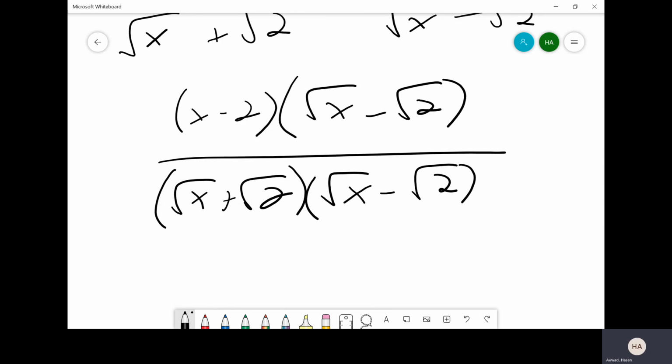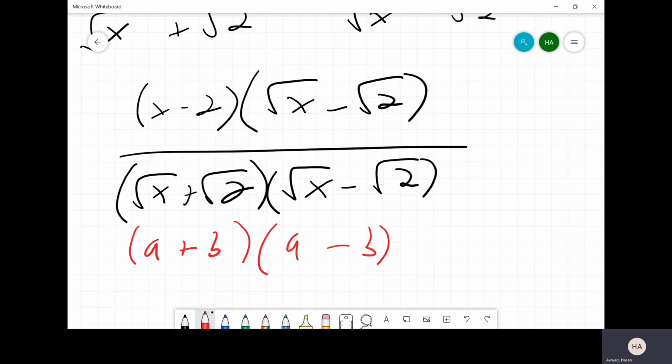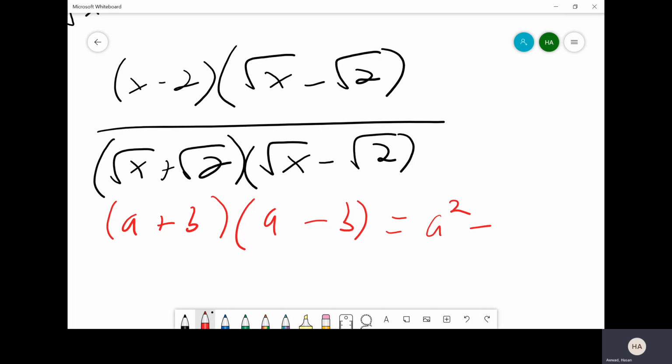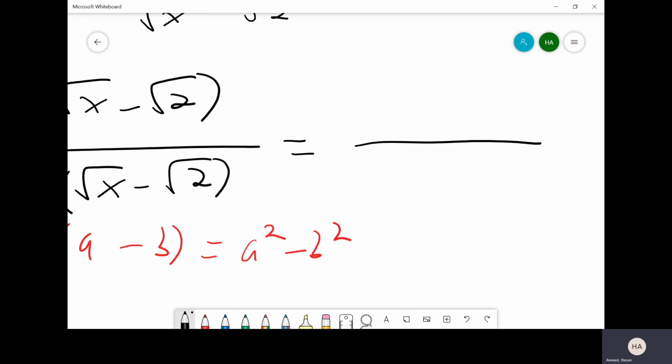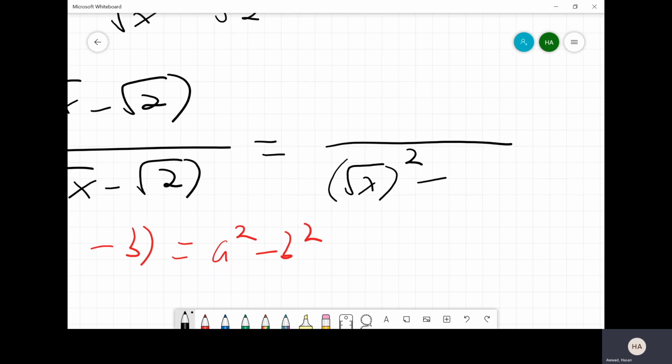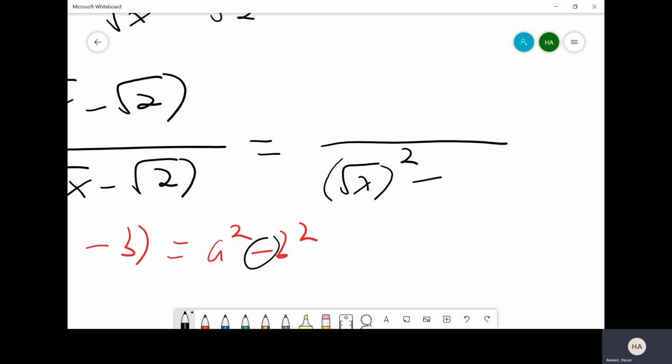And again, what do we see here? Well, we have our goal, right? We have an a plus b times the same two terms, a minus b. So this should give us a squared minus b squared. So in this case, our a is the square root of x. So we get the square root of x squared minus, because that's the difference of squares, minus the square root of 2 squared, because square root of 2 was our b term, right?